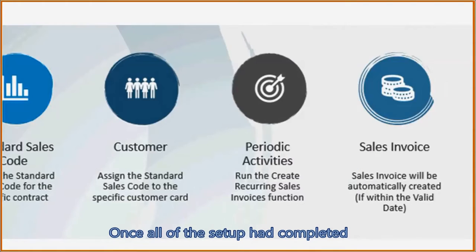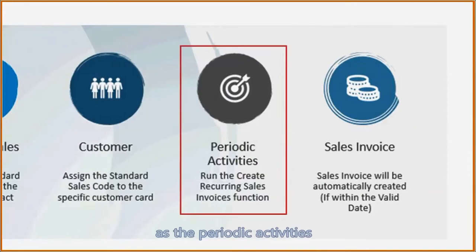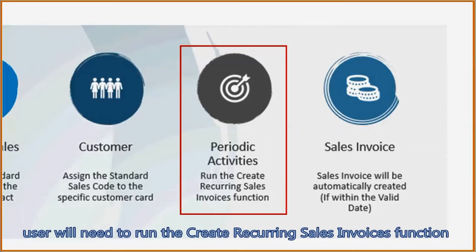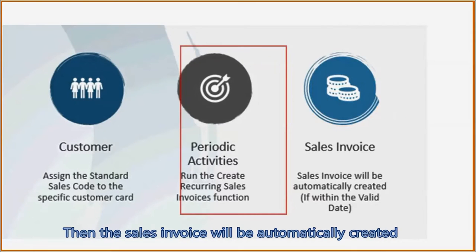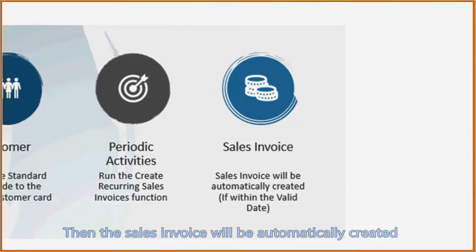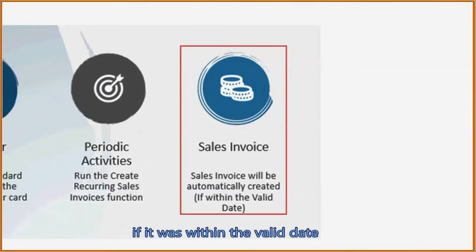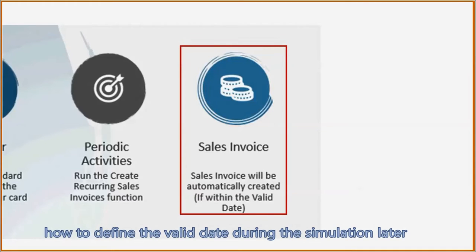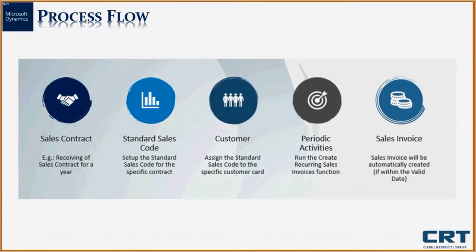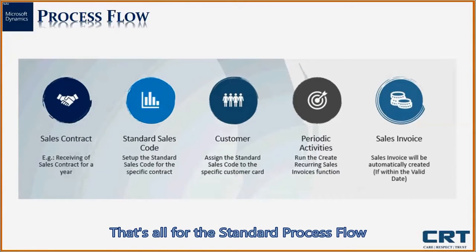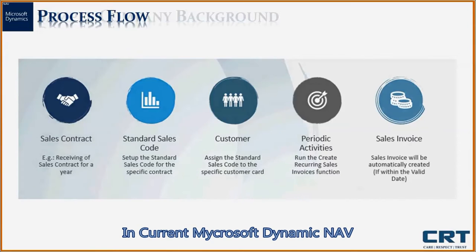Once all of the setup has been completed, as a periodic activity, the user will need to run the create recurring sales invoice function on every month end or periodically. Then the sales invoice will be automatically created if it is within the validate. We will discuss further on how to define the validate during the simulation later. That's all for the standard process flow in current Microsoft Dynamics NAV.